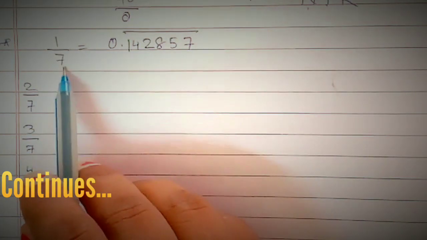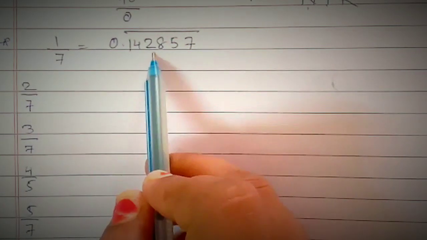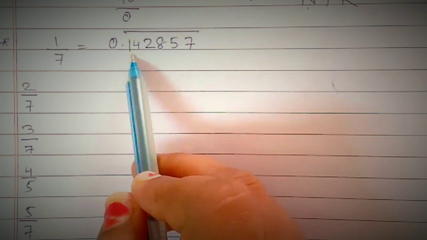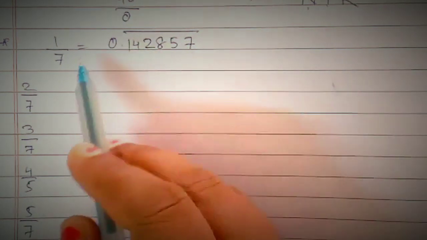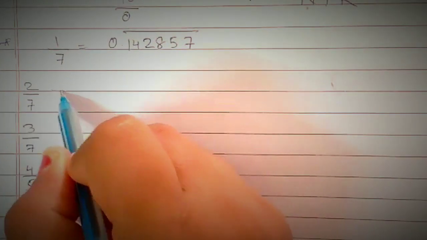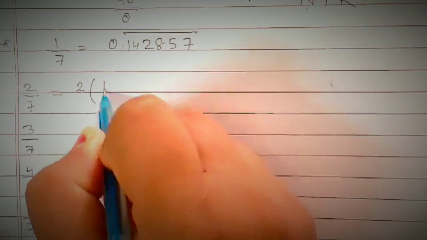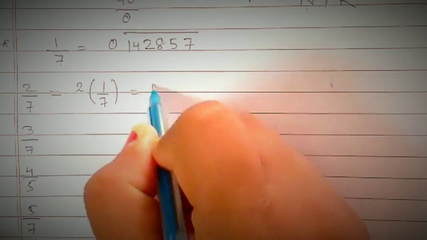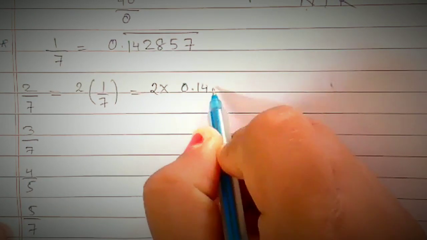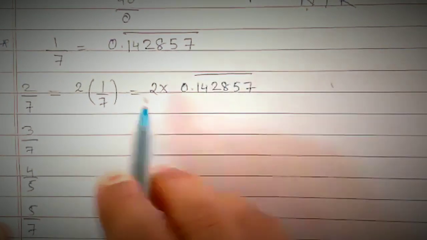We all know it's given in the question that 1 upon 7 is 0.142857 the whole bar. That means this whole string of 6 numbers is being repeated. So if I want to know the value of 2 upon 7, no need to divide 2 by 7 again and again. You just see 2 into 1 upon 7. So 2 into the value of 1 upon 7, which was 0.142857 the whole bar.